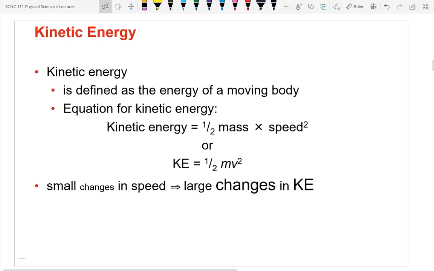Now here is your actual introduction to the kinetic energy equation. I wrote the equation on the previous slide, 1/2 mv squared. We talked about it in the lab yesterday.